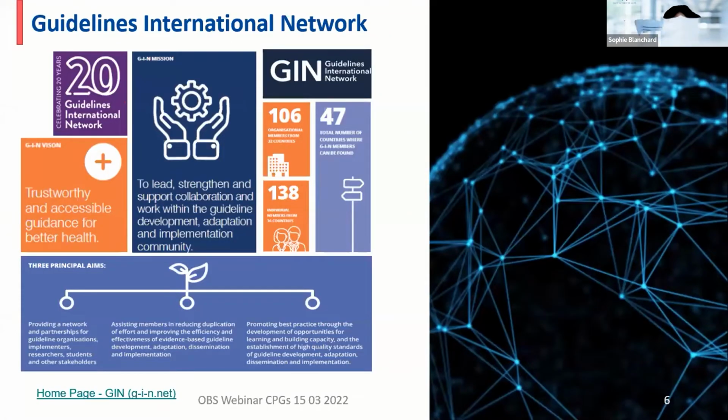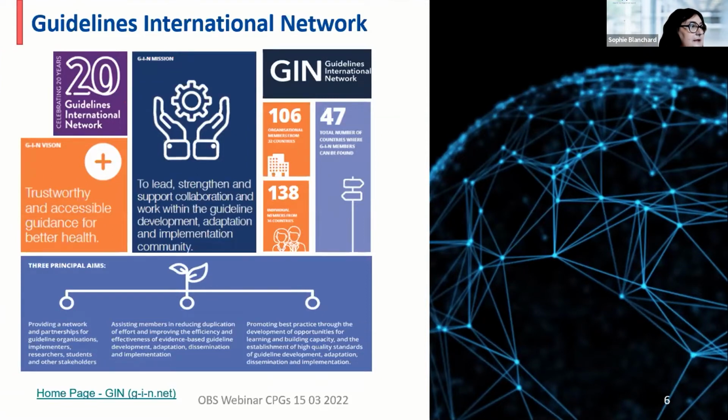Perhaps if we accelerated collaboration between actors, and here we go to GIN. The Guidelines International Network is a global network of more than 100 organizations such as HAS, but also individual members interested in evidence-based guidelines. GIN was created in 2002, and our vision is trustworthy and accessible guidelines for better health. Our mission is to lead, strengthen, and support collaboration.